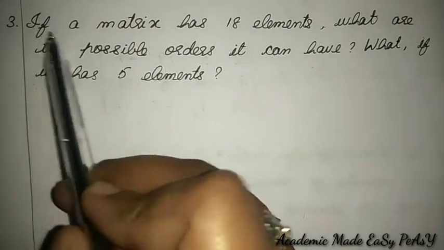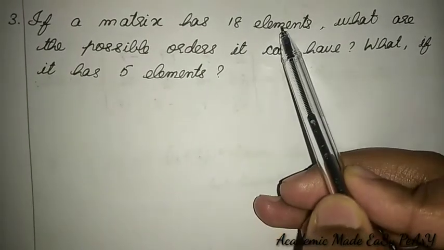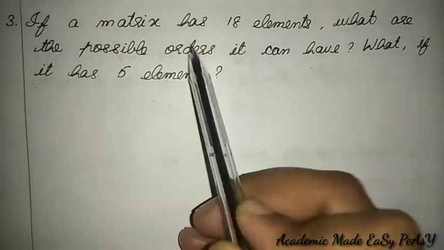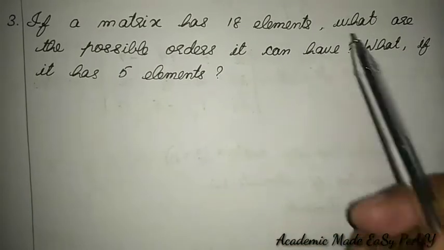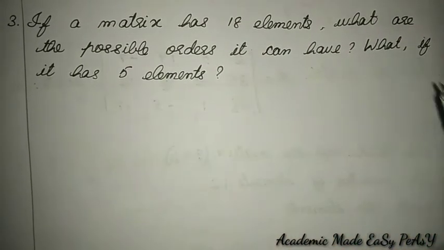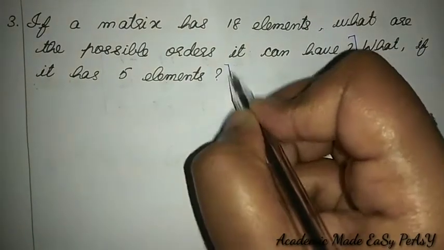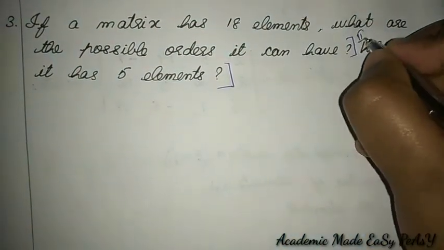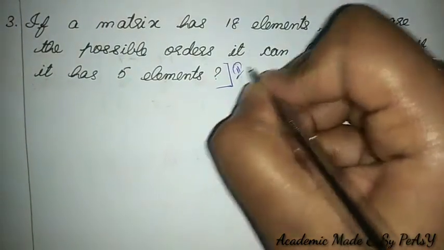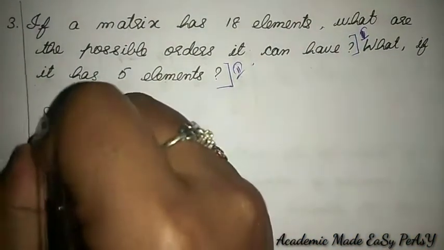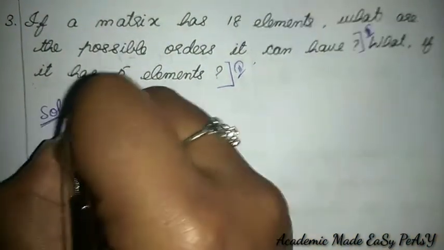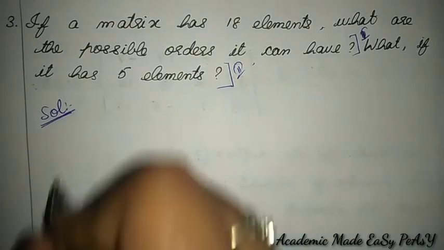Question 3. If a matrix has 18 elements, what are the possible orders it can have? What if it has 5 elements? The same thing, very similar to previous question. So I am splitting it into two parts. First part, and this will be my second part. So first I will be seeing to complete my first part of the question and then the second part.